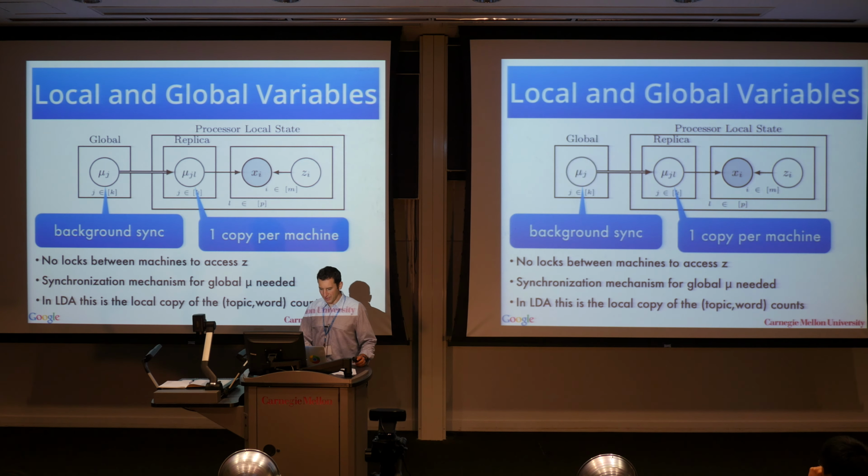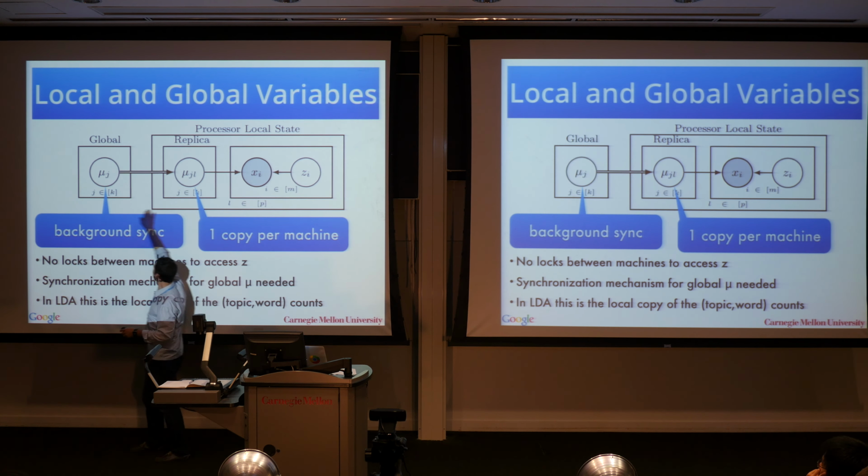And this leads to the following algorithm. I basically have global variables that are being stored on the parameter server. I have local replicas, but only for the clusters that I need to know about. So I have one copy per machine. And then, per machine, I treat this as if it was the entire graphical model, and I just keep things in sync between global and local.